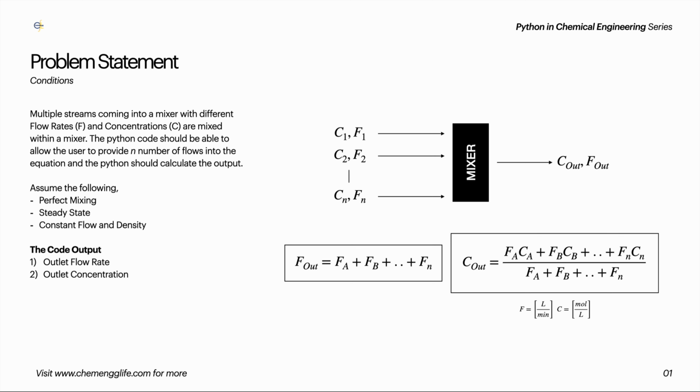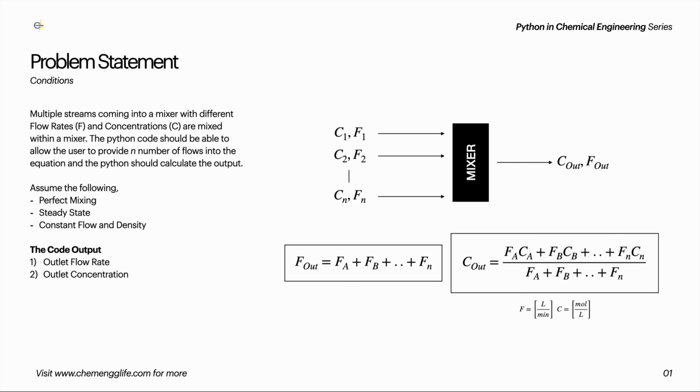In this video, we bring to you a new material balance for a mixer. In our previous video, we wrote a Python code that calculated the simple material balance for a mixer with two streams that were coming in and one stream was going out. It was a very simple case and it only worked for two streams.